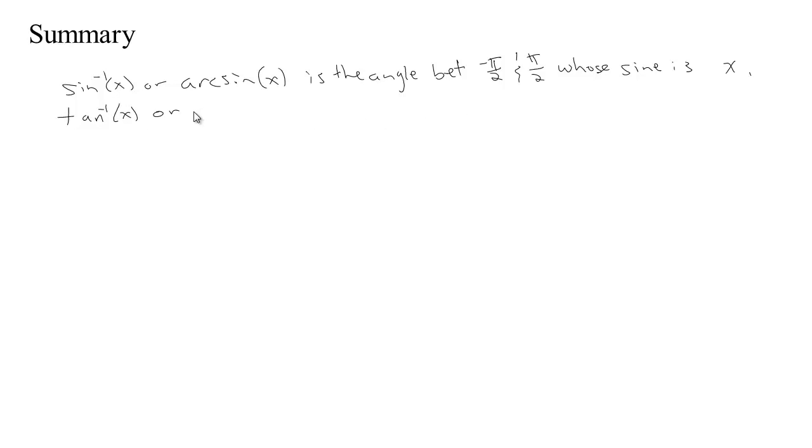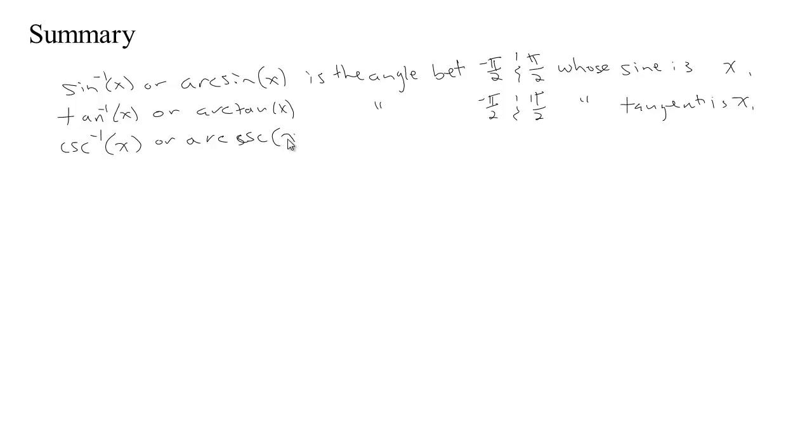Arctan, tangent inverse or arctan, that's the angle between minus pi halves and pi halves whose tangent is x. And the other one that goes with these is the cosecant, right? Because cosecant is 1 over sine. So cosecant inverse, or arc cosecant of x, is the angle between minus pi halves and pi halves whose cosecant is x.